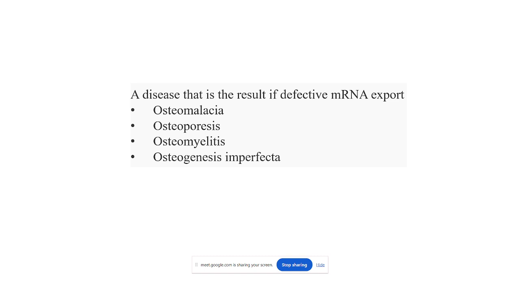Okay, now we'll come to the questions. A disease that is the result of defective mRNA transport. What are the options? Osteomalacia, osteoporosis, osteomyelitis, or osteogenesis imperfecta. So what is the disease which is a result of defective mRNA transport?